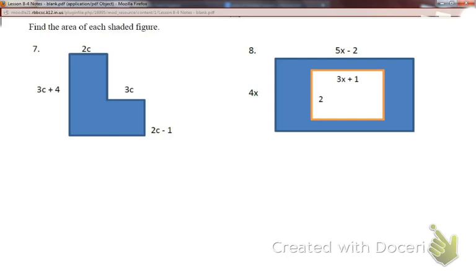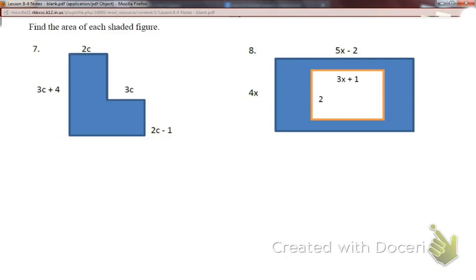Okay, now we're going to do a couple area problems. Let's just start with number 7. We're supposed to find the area of each shaded figure, and you can see on number 7 the entire thing is shaded. So we're going to find the area of the whole thing. The problem is it's not a perfect shape. It's not one perfect rectangle. It's not a triangle or a circle. So what we're going to have to do is divide it up.